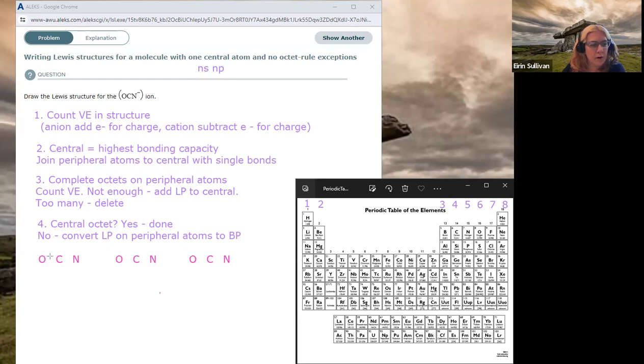Okay, so we could have gone symmetrical, like so, or we could have gone asymmetrical option 1, or asymmetrical option 2. Let me fill in the lone pairs so we can see them, and then we'll talk about how we can use formal charge to check and see which of these is the best idea. So this would give us 2 lone pairs on the oxygen and the nitrogen. This would give me just a lone pair on the oxygen, and it'd give me 3 lone pairs on the nitrogen.